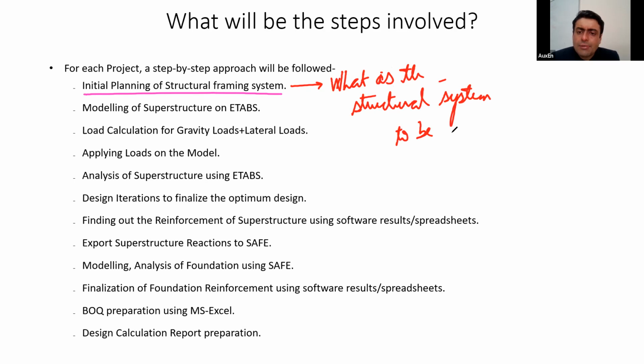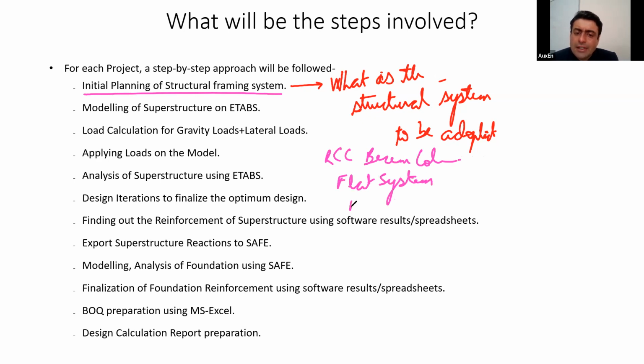So what is the structural system to be adopted? You can have multiple structural systems. You can have RCC beam column as your system, isn't it? You can have a flat slab as your system. You can have an RCC column with, instead of flat slab, a grid slab. You can have a waffle slab. You can have a PT slab. So all these structural systems first have to be decided. Okay. So we will decide what is the structural system that needs to be adopted.